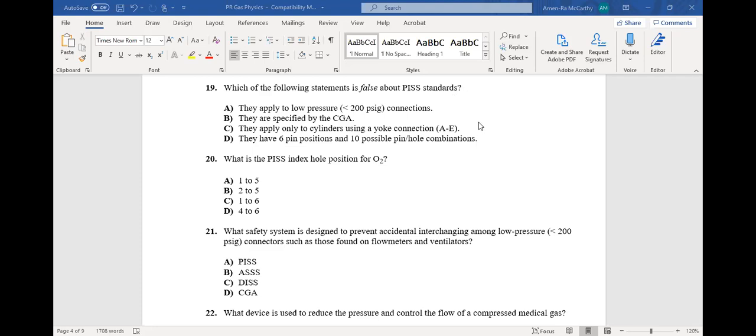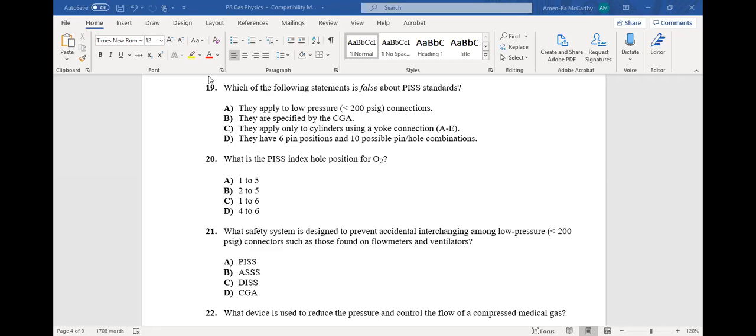All right, Rayana. Tell us number 19. I don't know this one, but D. Okay. They have 6 pin positions. That's a true statement. Gabby, what do you think? Good. They apply to low pressures less than 200 psi. That's correct. That is not the PISS. So 19 should be A.